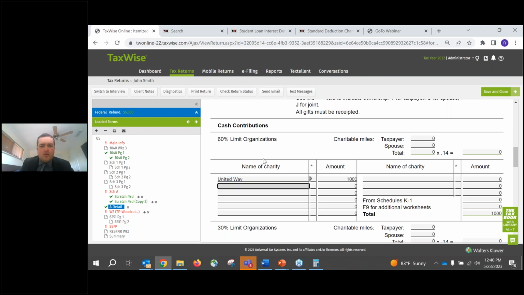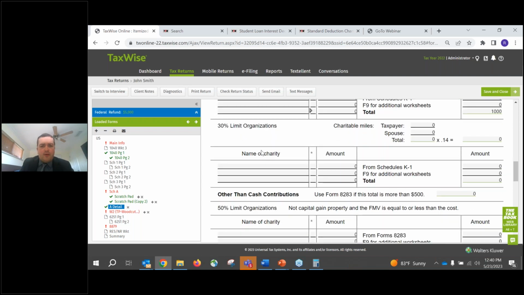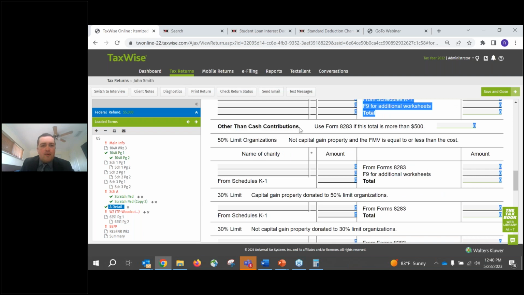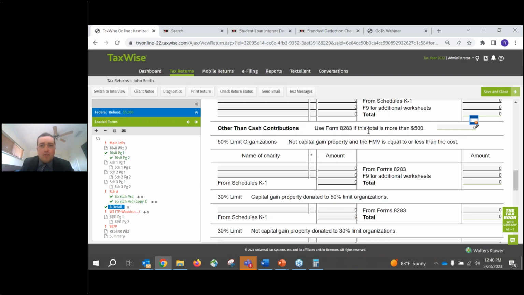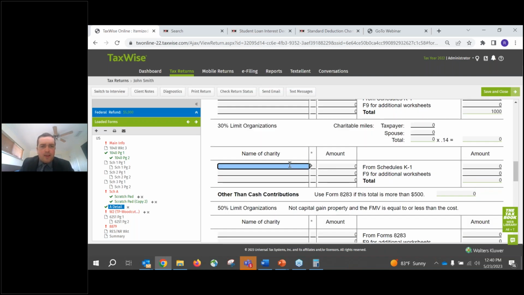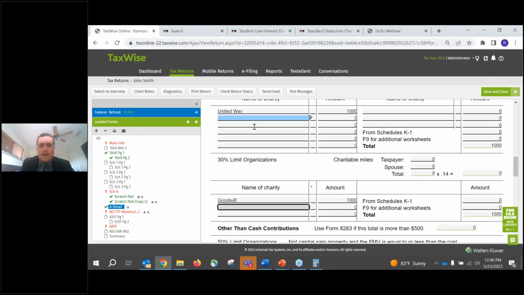And then if we scroll down a little bit further here, we can see we have our other than cash contributions, kind of an awkward way of just saying material things that you donated. We could say we went to Goodwill, we donated 700, oops, that is also a calculated field. Let me go and, it's going to pull from above here. We can say, okay, we went to Goodwill, we had $1,000 from there.